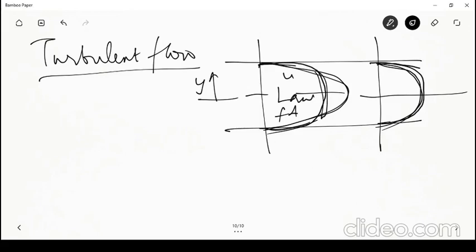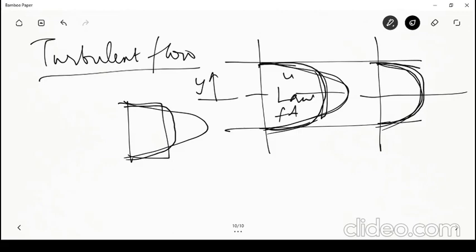Rather than an elongated profile like this, if I plot over this, it will come something like this. So the gradients are sharper near the wall, but in the interior, the flow is rather reasonably uniform. It's not exactly uniform, but it's less curved as compared to the laminar flow. So this is your turbulent fully developed velocity profile.